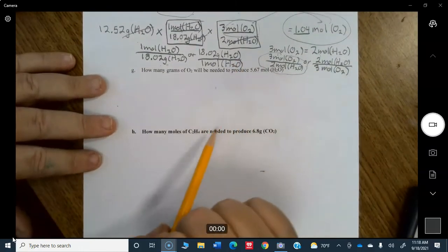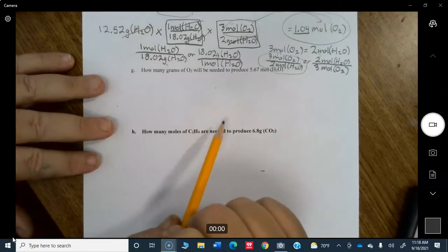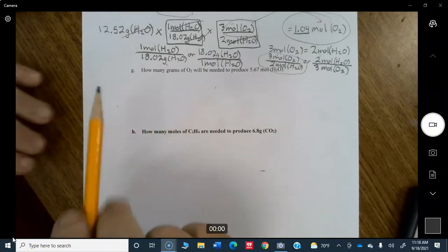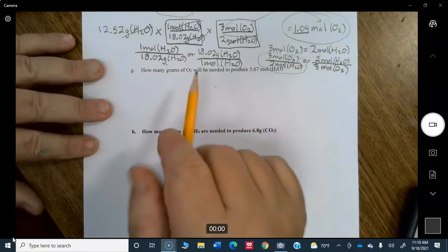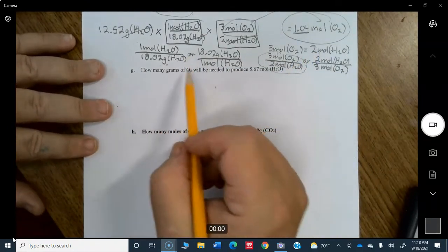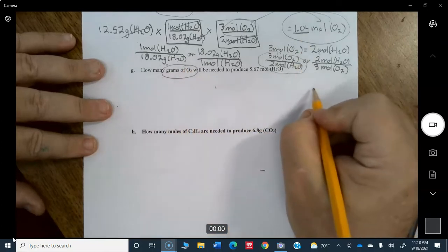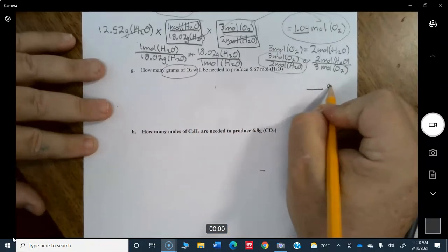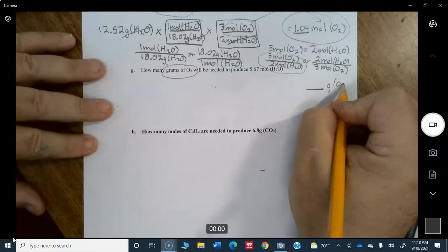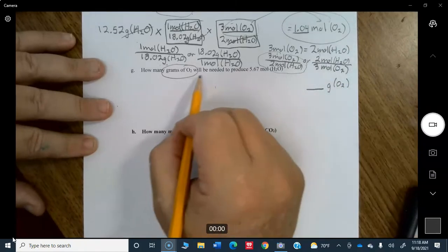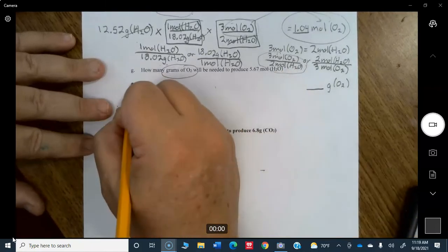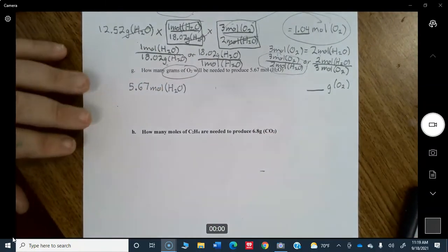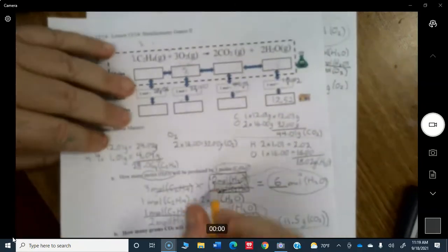I'm going to do this one and give you the answer to the last one, but not actually solve it. That's a boldface, so you do that one. Okay, hopefully this is becoming kind of routine by now. So how many grams of O2? So it's grams of O2 is what you're looking for. That goes way over here. Will be needed to produce 5.67 moles of H2O. So that goes way over here. Okay, so we'll go back to the organizer here and clean it up.